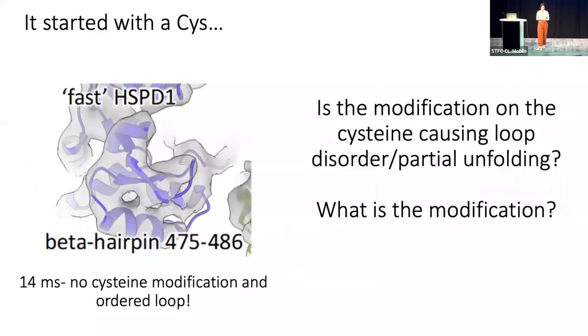So we kind of thought this was a bit weird, didn't really know what this weird extra lumpy density was. So David then went back to the data set that he collected very quickly, that he'd frozen quickly. So this is on 14 milliseconds, and looked at this same region and found that there was no cysteine modification. There was no additional weird lump on that cysteine, and lo and behold, that region was perfectly ordered. So we started to hypothesize and say, well, is the modification on the cysteine responsible for then that downstream structuring change? And also, what is the lump on the cysteine?